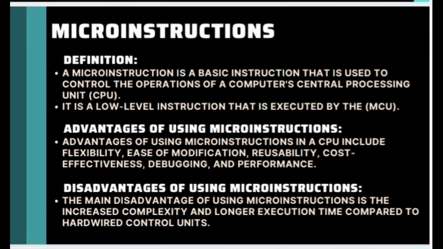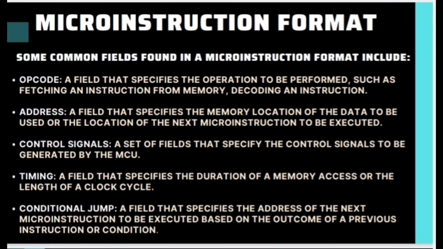Advantages of using micro instruction. So, advantages of using micro instruction in a CPU include flexibility, ease of modification, reusability, cost effectiveness, debugging, and performance. Now, the disadvantages of using micro instruction. So, the main disadvantage of using micro instruction is the increased complexity and longer execution time compared to hardware control units.